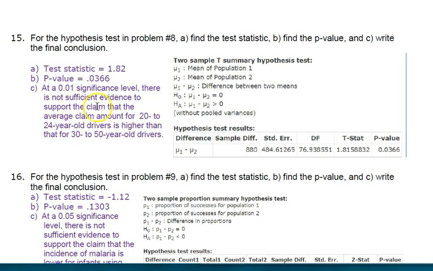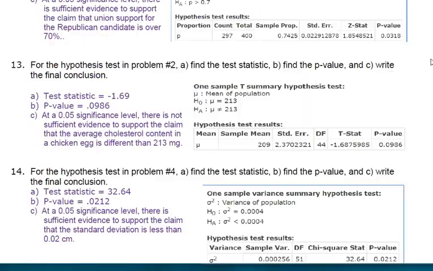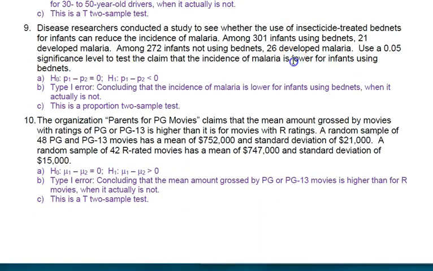If we look at our p-value, it is actually bigger than our significance level, which means we get a negative conclusion. So there's not sufficient evidence to support the claim that the average claim amounts for the younger drivers was higher than that for the older drivers. In the next one, we're looking at problem 9. This was the one about the bed nets for the infants.